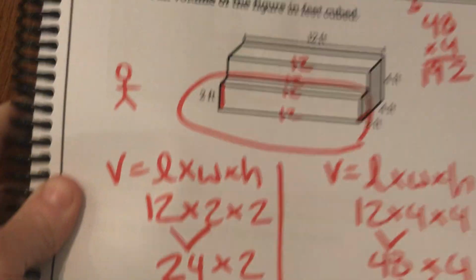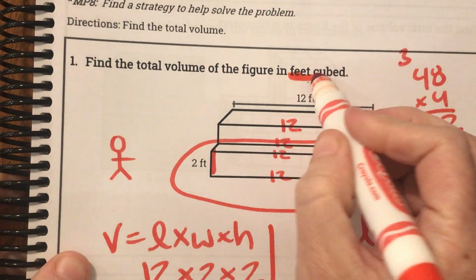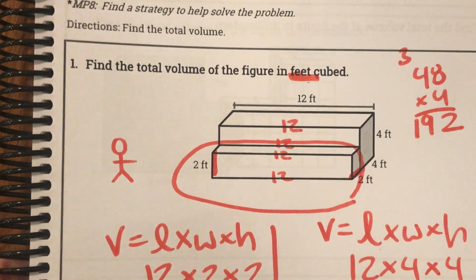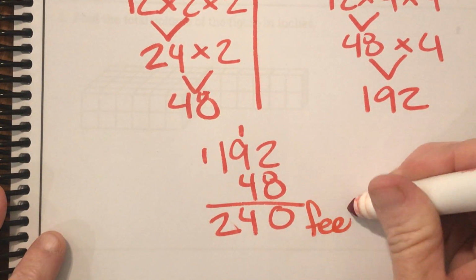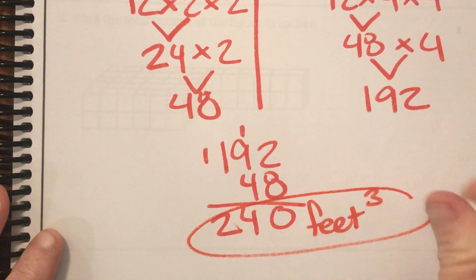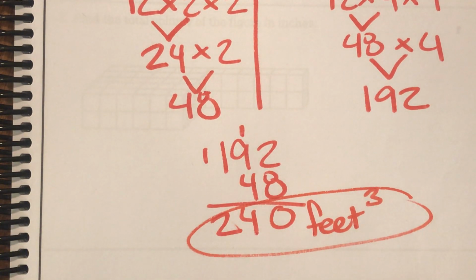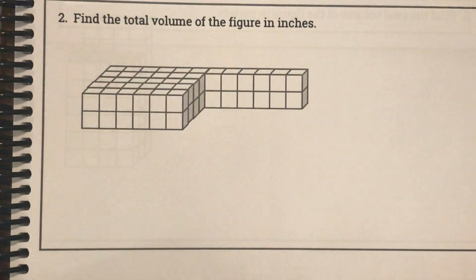Okay, well, if I look at the problem, they told me it's feet. I also see feet in all the pictures. So my answer is 240 feet cubed. And that is how I would have attacked that one. Okay, let's see another one.